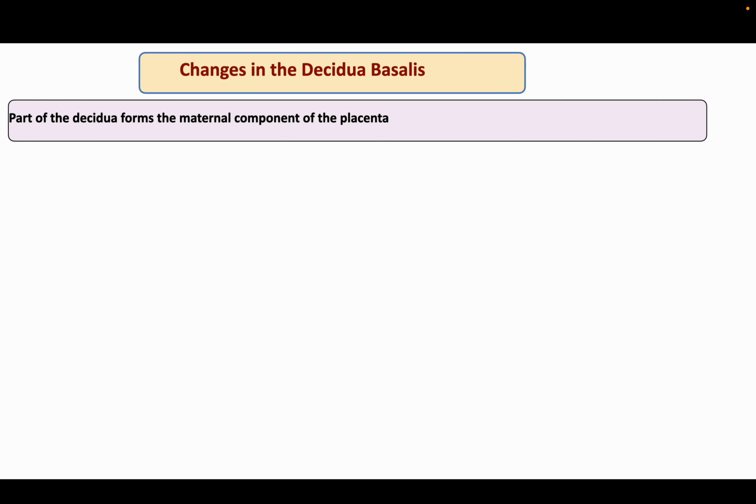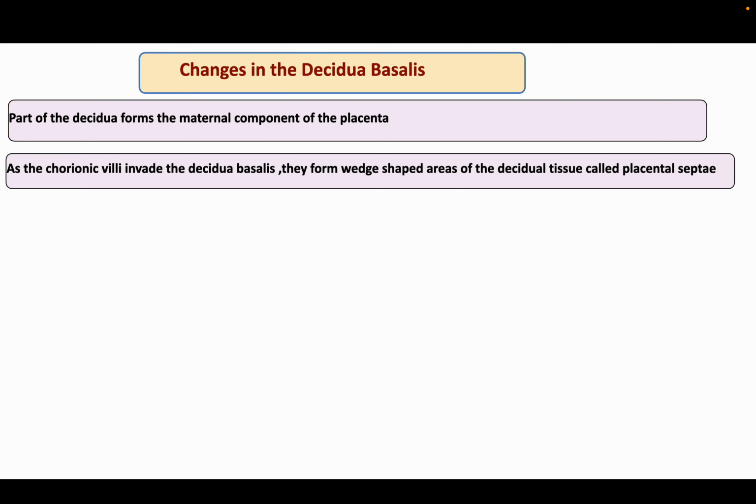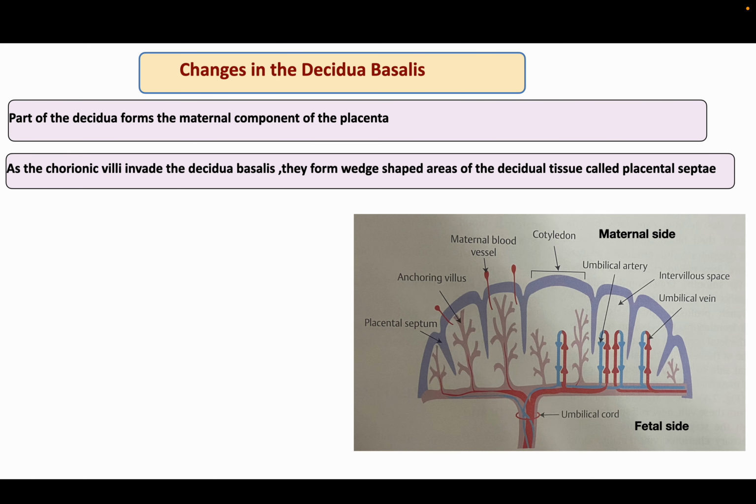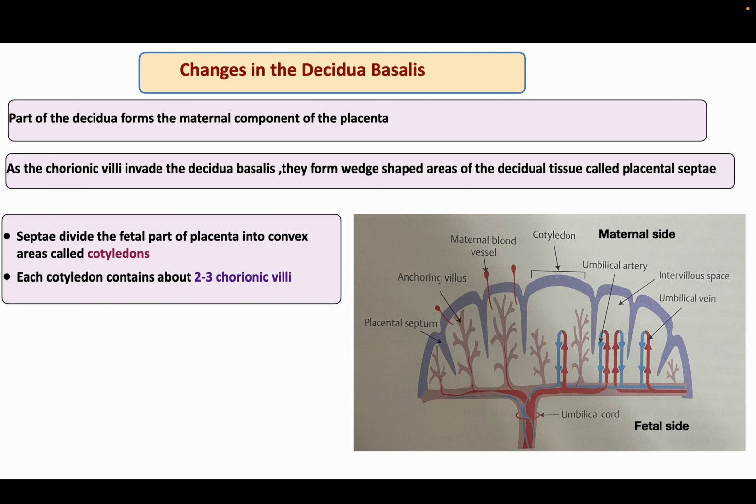Now, the changes happening in the decidua basalis: this part of the decidua forms the maternal component of the placenta. As the chorionic villi invade the decidua basalis, they form wedge-shaped areas of the decidual tissue called placental septi. Now you can see here, this is the maternal side in which the decidua basalis is there. So when the chorionic villi invade the decidua basalis, they form wedge-shaped areas of the decidual tissue called the placental septi. Now septi divide the fetal part of the placenta into convex areas called cotyledons.